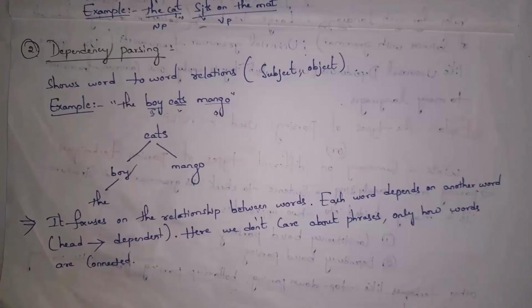So dependency parsing focuses on the relationship between words. In dependency parsing, we don't focus on phrases. That is, we don't consider what is a noun phrase and a verb phrase. We just focus on how words are connected to each other, that is, how one word depends on another word.